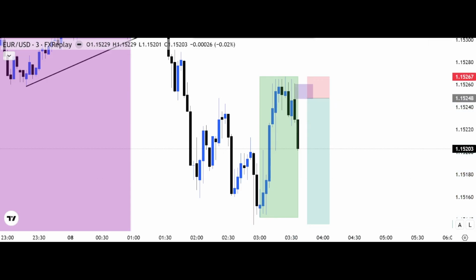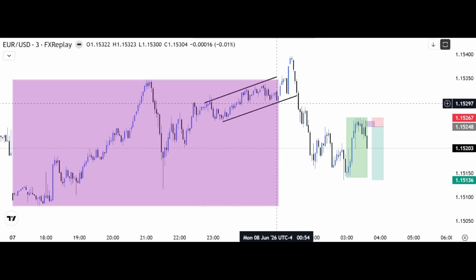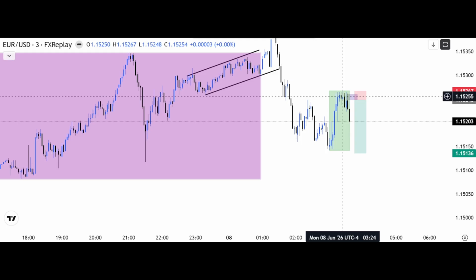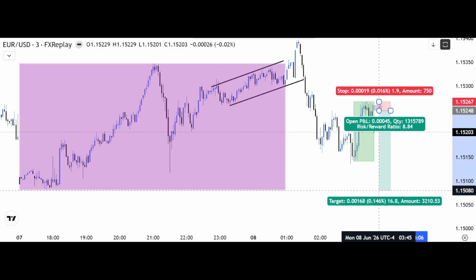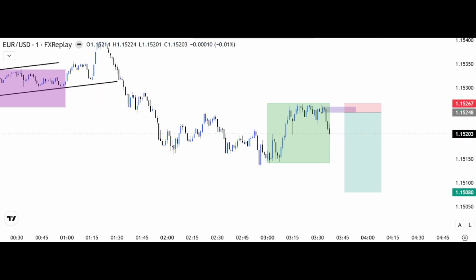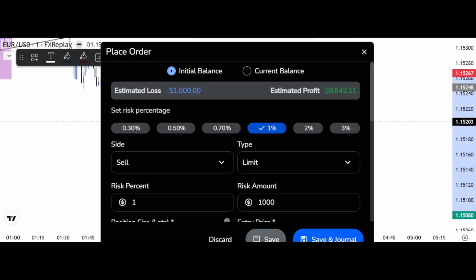So this one looks good, but we're also near the Asian low. As you can see, we took the Asian high with inducement. Now price created some liquidity build up, induced it. Now we are going lower to induce this Asian low. So we can target Asian low as our take profit. So let's see what happens.